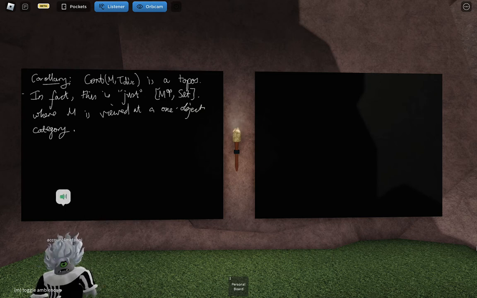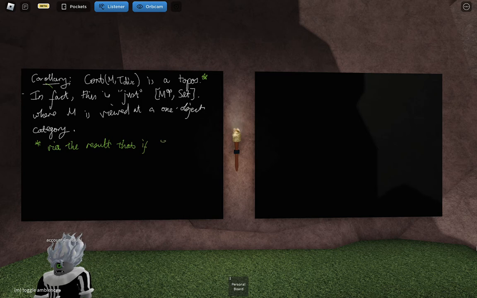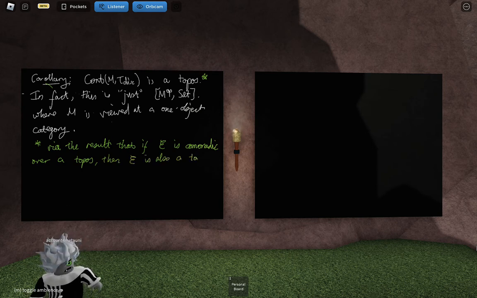I don't actually need this result here. What's wrong with presheaf topoi? There is nothing wrong with presheaf topoi. The point is that if I already know that this is a presheaf topos, I don't need an extra result to tell me that it's a topos, because I know it by other means. The result is that if E is comonadic over a topos, then E is also a topos.